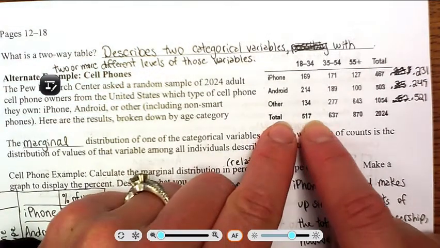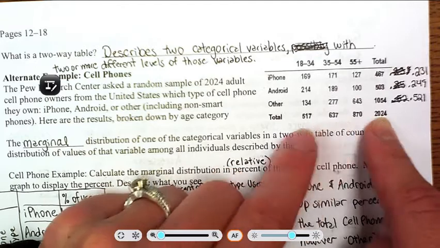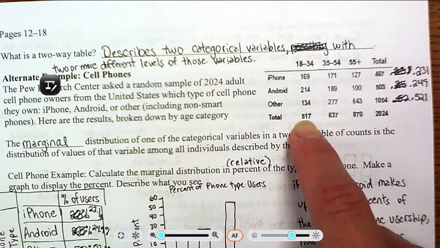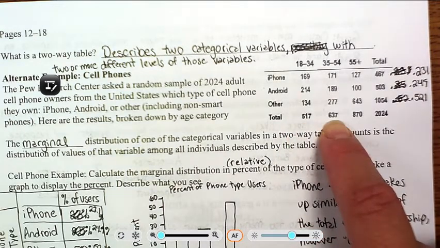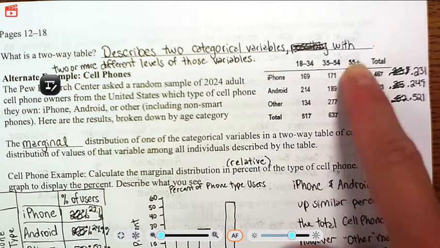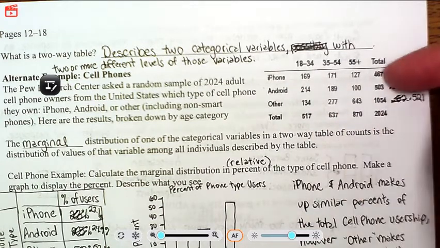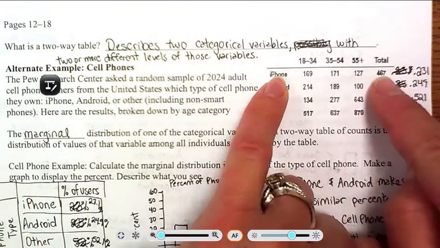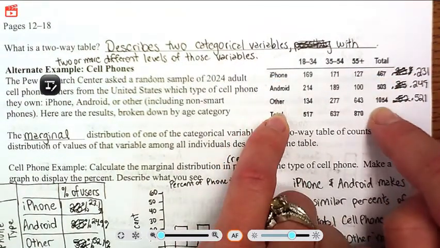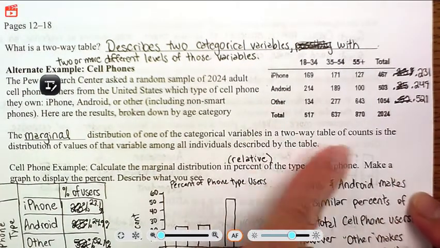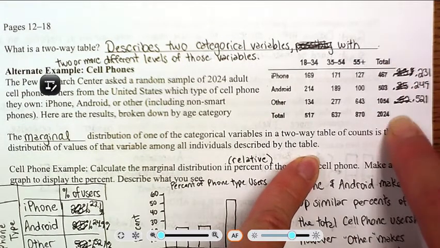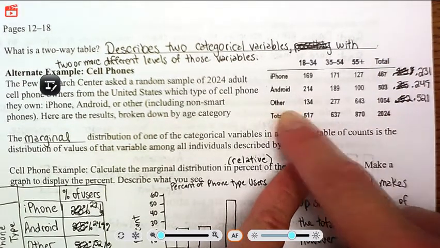So this marginal distribution is the distribution of age, and it only describes age because I have 517 18-34-year-olds. I don't know anything about their phone preference. 637 in this age range and 870 in that age range. Or the marginal distribution of phone usage ignores age and instead just describes all the iPhones, all the Androids, and all the other users.